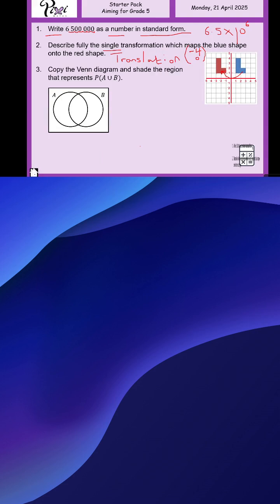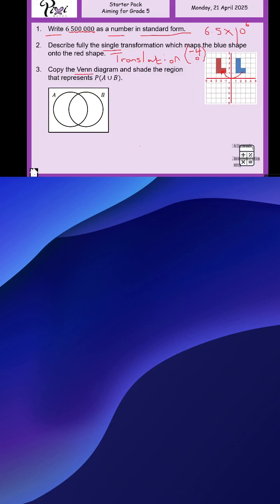Okay, don't worry, so we have enlargement, reflection, rotation, and translation. This is a type of transformation. Whenever we move something on a grid, it's been shifted, which is what I call a translation.